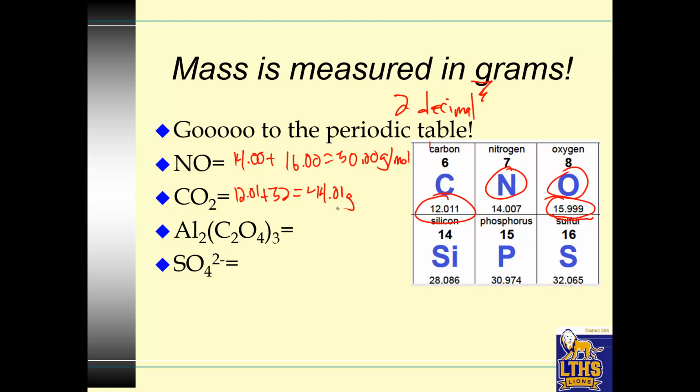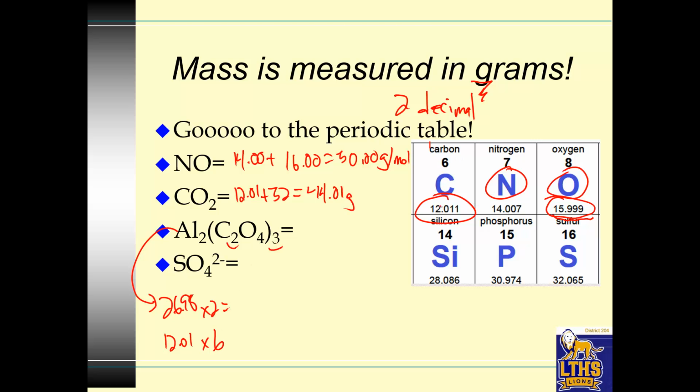Al2(C2O4)3, taken 3 times. Yikes! So, aluminum. Oh no, I have to look at my periodic table and see what aluminum is. Look at your periodic table. It's 26.98 times 2. And then how many carbons do I have here? Well, I have 3 times 2. So I have 12.01 times 6.